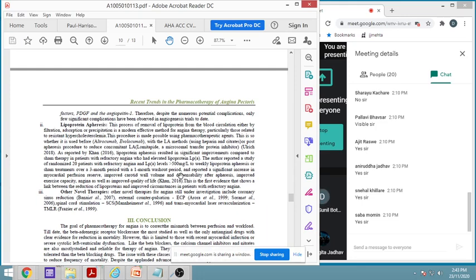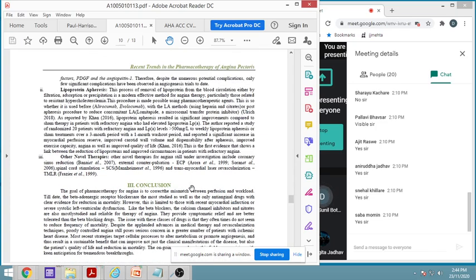Then the other thing is the reduction of the concomitant lomitapide, microsomal transfer protein inhibitor, and this lipoprotein apheresis, which is resulting in significant improvement compared to the randomized sham therapy in refractory angina. So these are various treatments which can be there.